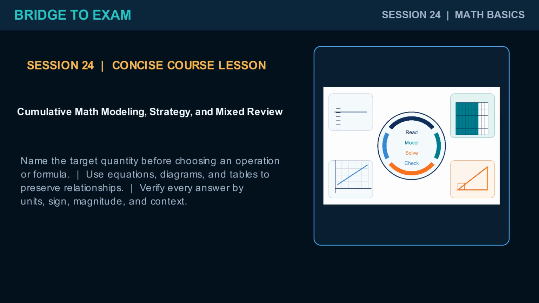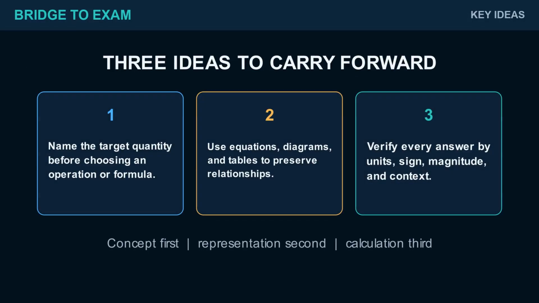Strong performance depends on representing the situation, selecting a relationship, calculating accurately, and checking whether the result answers the actual question. By the end, you will be able to do the following. Select methods in mixed, multi-step situations. Combine percent, rate, algebra, geometry, and data reasoning. Use estimation, units, and answer choices strategically.